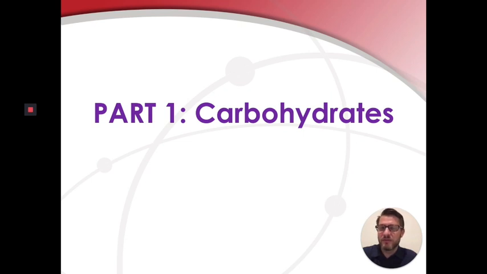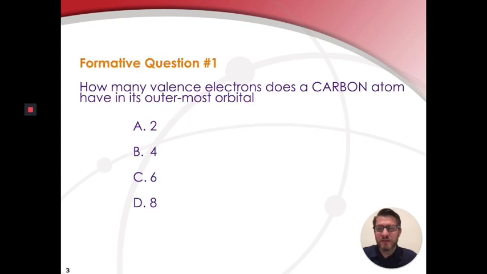Before we can get into carbohydrates, we got to go back to a little bit of basic chemistry. So the first question we have here is, how many valence electrons does a carbon atom have in its outermost orbital? A, 2, B, 4, C, 6, or D, 8?